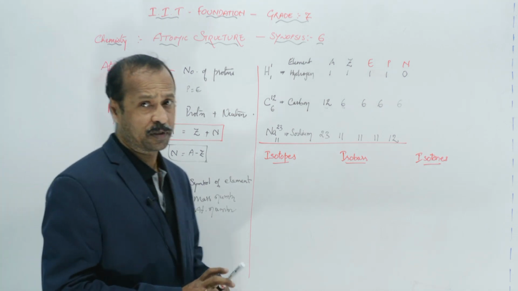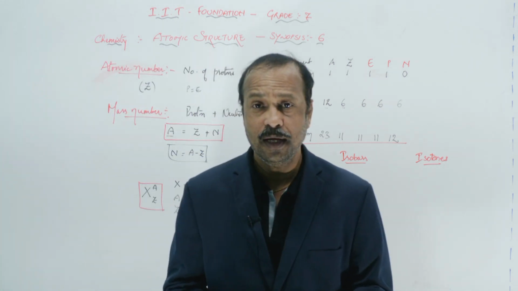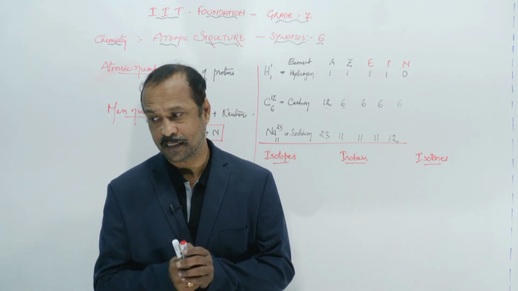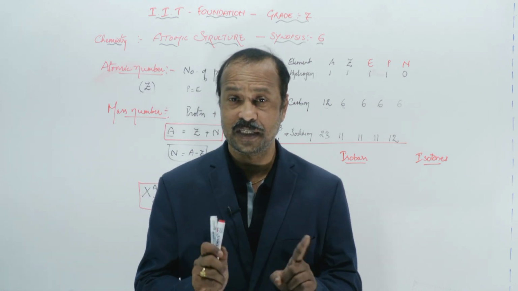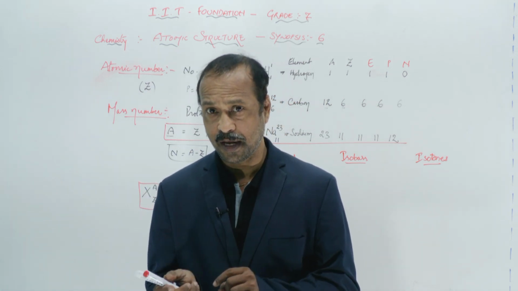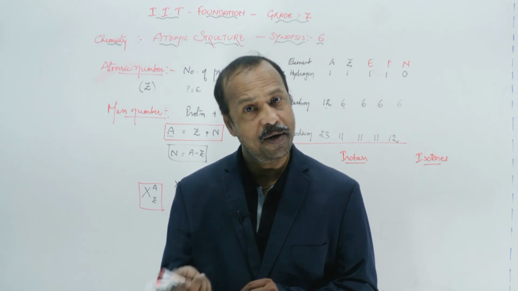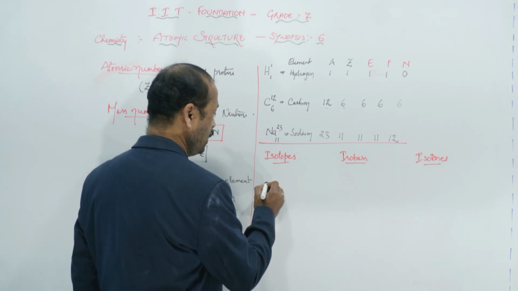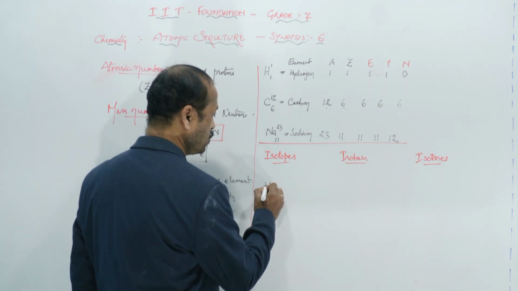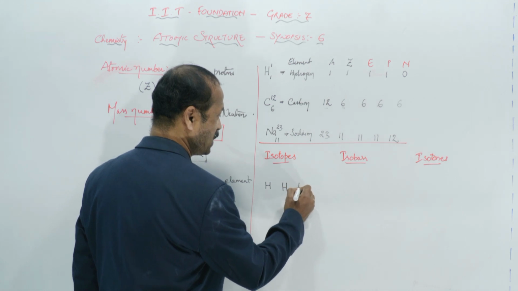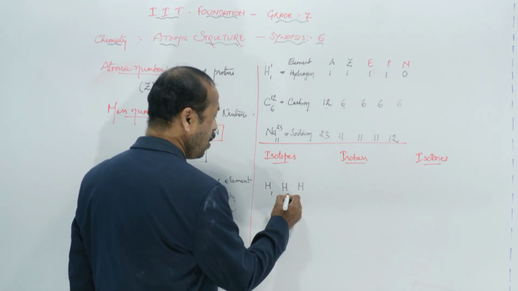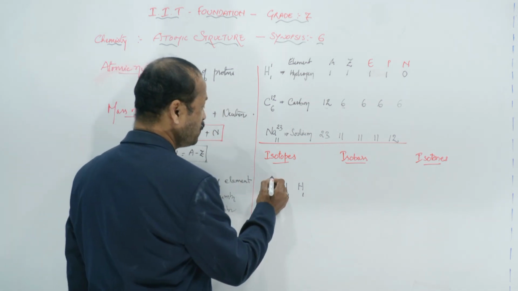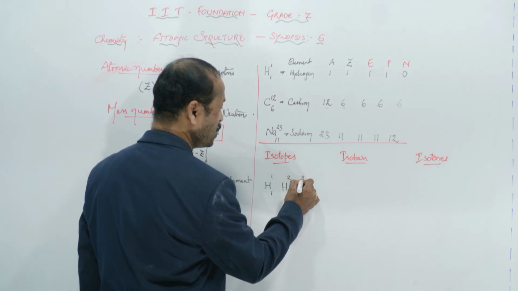What are isotopes, students? The definition of isotopes is: atoms of the same element with the same atomic number but a different mass number. So see, students, hydrogen is available in 3 forms in nature. All the hydrogen atoms have atomic number 1 only, but the mass numbers are 1, 2, 3.